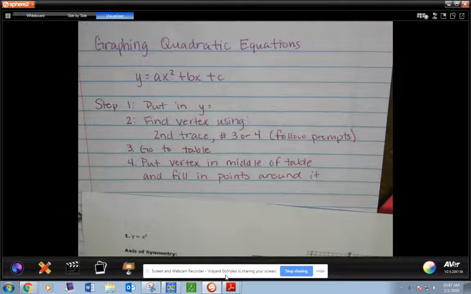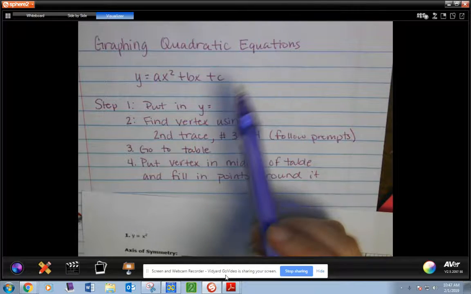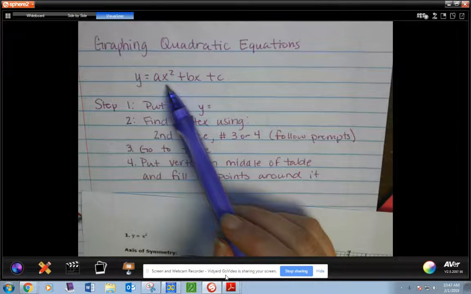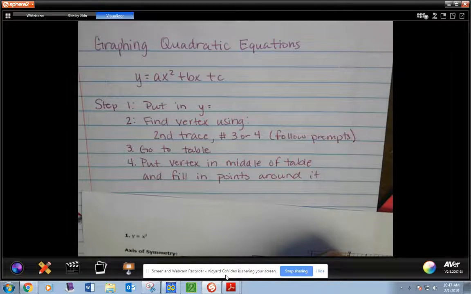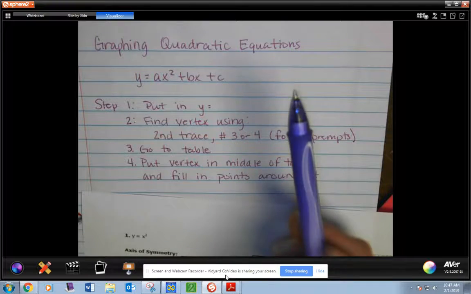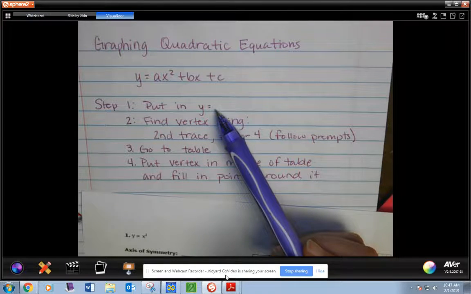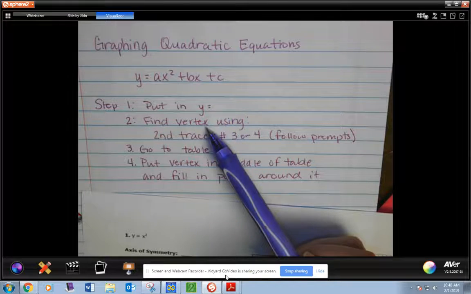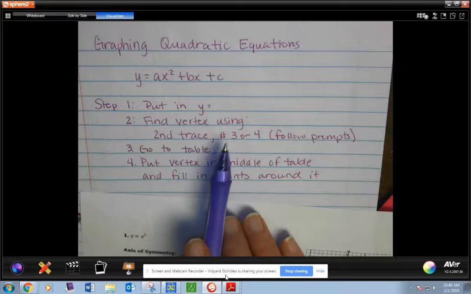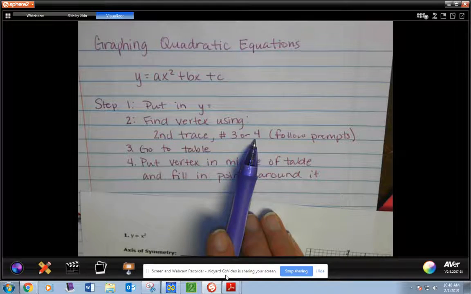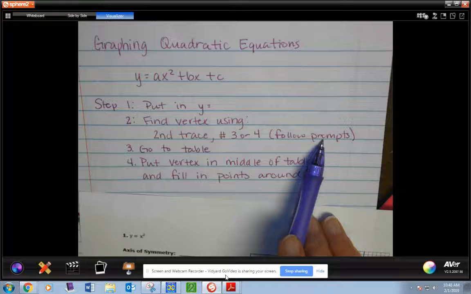Okay, so when you're graphing quadratic equations, just remember that the equation is ax squared plus bx plus c. Okay, we're going to do a lot of this calculator based. That's the cool thing about quadratics, is it can take a lot of calculator stuff. So there's a lot of calculator tricks that are very beneficial. So for your calculator tricks, what you're going to do is put the equation in y equals, and then you're going to find the vertex using second trace. You're going to pick number 3 or 4, depending on if it's a max or a min, and then follow the prompts that it gives you.